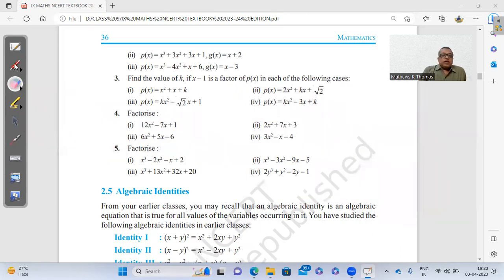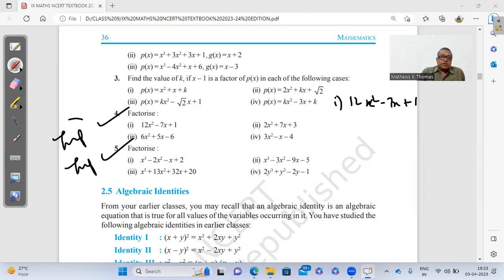Now we come to the factorization. This is factorization by splitting the middle term. So 12x square minus 7x plus 1. Factorization by splitting the middle term. Very important question. Question number 4 and question number 5 are important questions. You will definitely get questions on this.